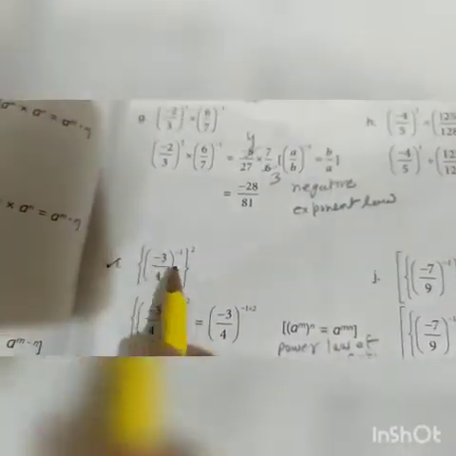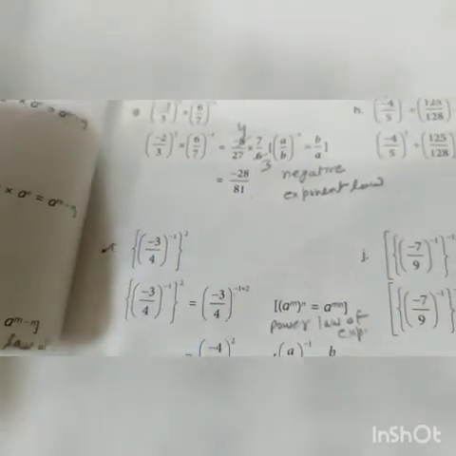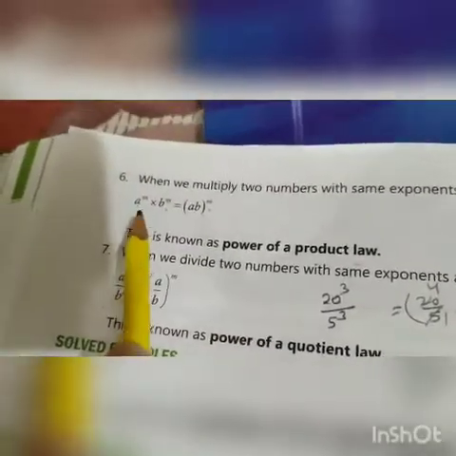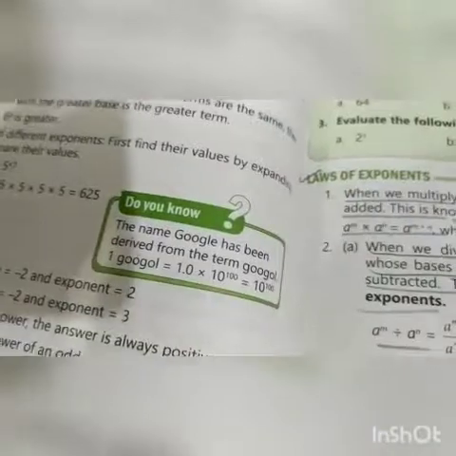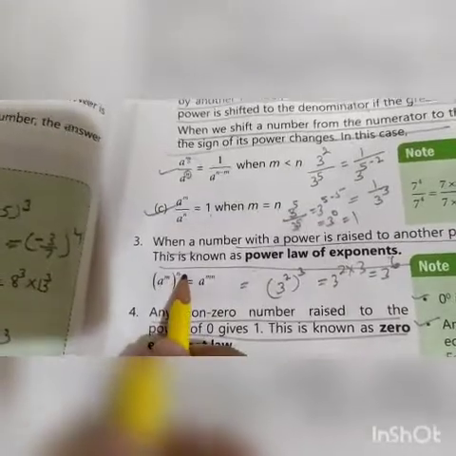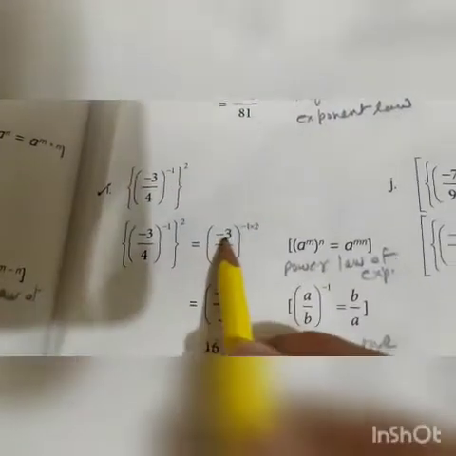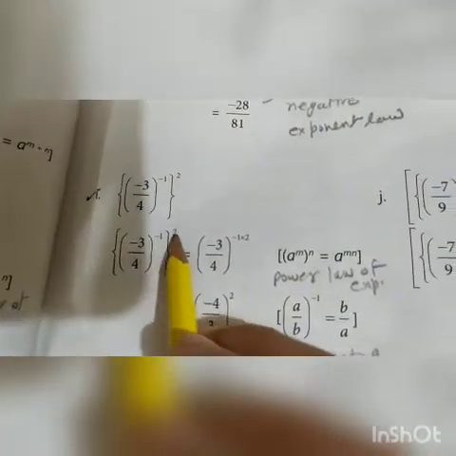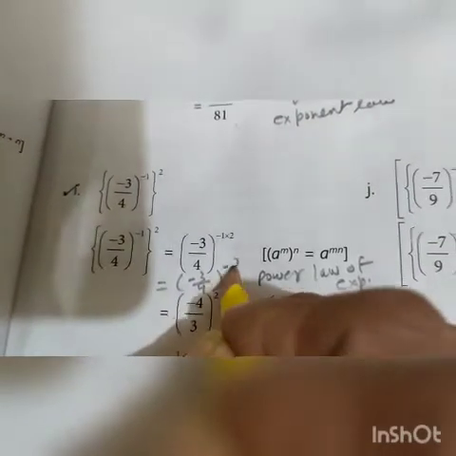Example: minus 3 upon 4 power minus 1, then whole power 2. Again it will be equal to, using this rule. See this one, a power m multiply b power m, no, not this rule. This one, third rule, power law of exponent. If a power m whole power n, then we multiply both the powers. So minus 3 upon 4 power minus 1 multiply by 2, it will become, you can write first step, one more step, minus 3 upon 4 power minus 2.